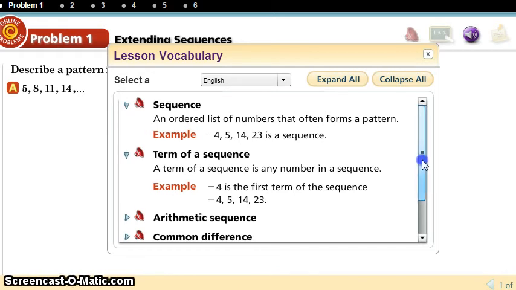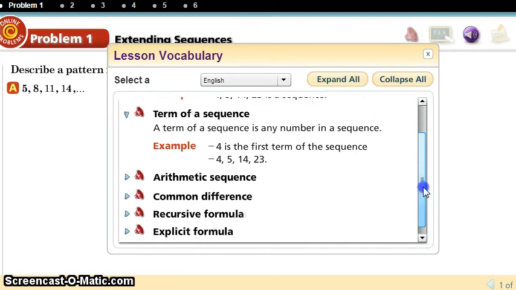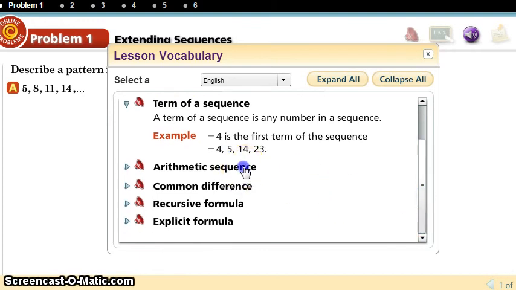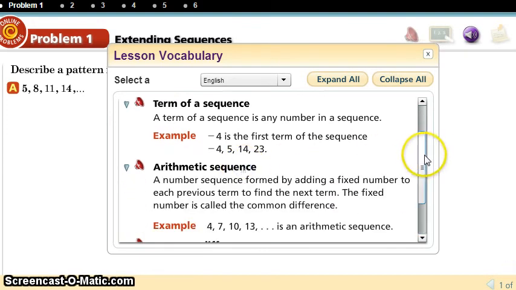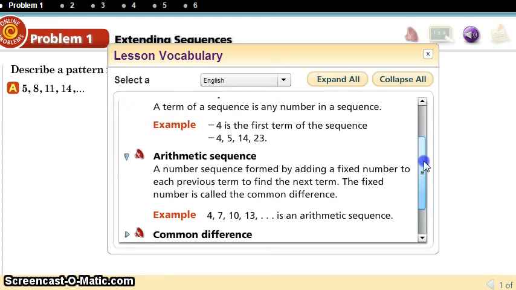Now we're going to talk specifically about arithmetic sequences. So arithmetic sequences, your definition there: a number sequence formed by adding, this is very important, a fixed number to each previous term to find the next term. So we are talking about addition here. That fixed number that you are adding is called the common difference.